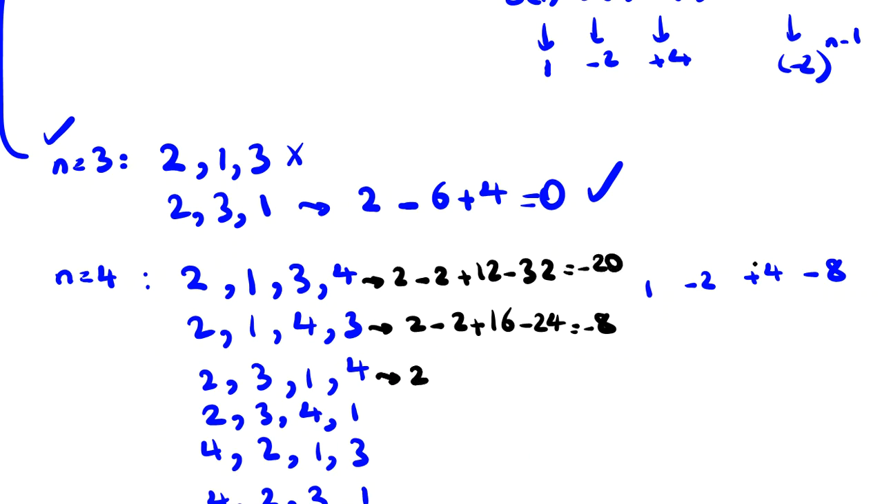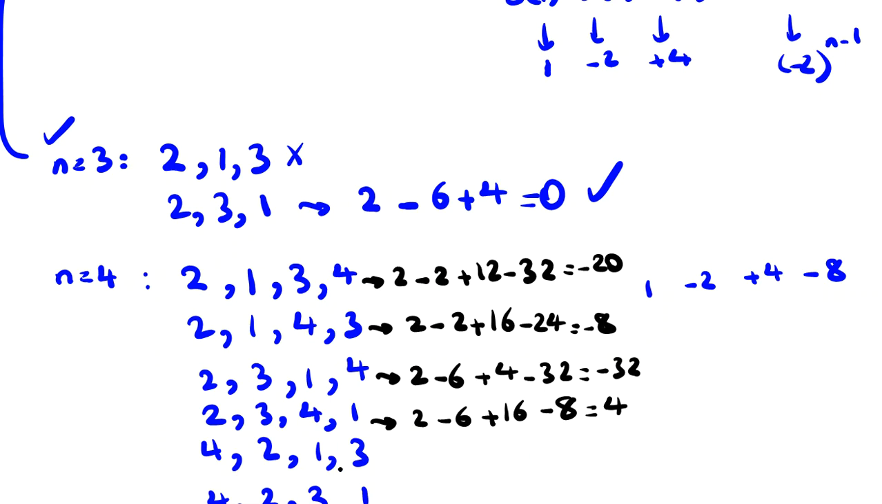This one, 2, 3 times this -6. 1 times 4, 4. 4 times 8, -32. Again, this one, 2 plus 4, 6. It will be -32. And the next one, 2, -2 times this -6. 4 times this 16. 1 times this -8. 16 minus 8, 8 minus 6, 2. 2 plus 2, 4. It is not 0.